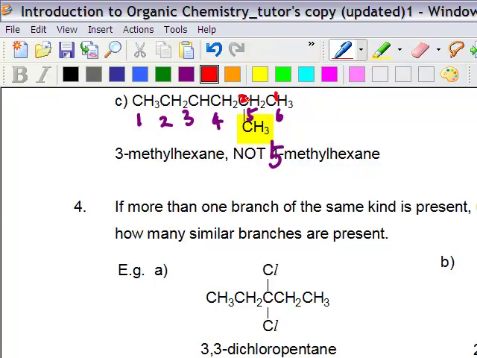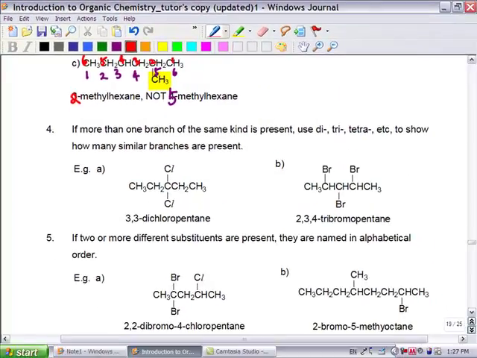1, 2, 3, 4, 5, and 6. So this should be a 2-methylhexane, not 5-methylhexane. Let us look at step number 4. If more than one branch of the same kind is present, use a di, a tri, a tetra, etc. to show how many similar branches are present.